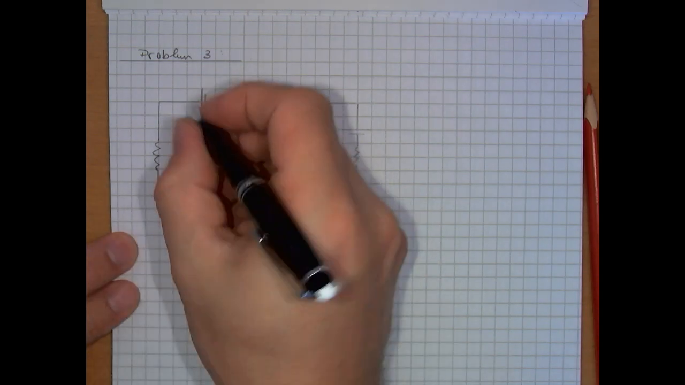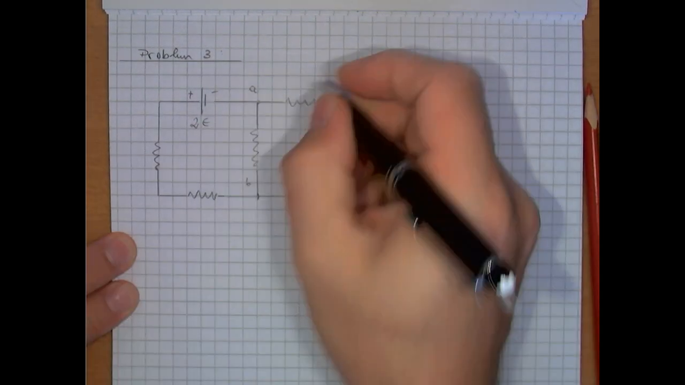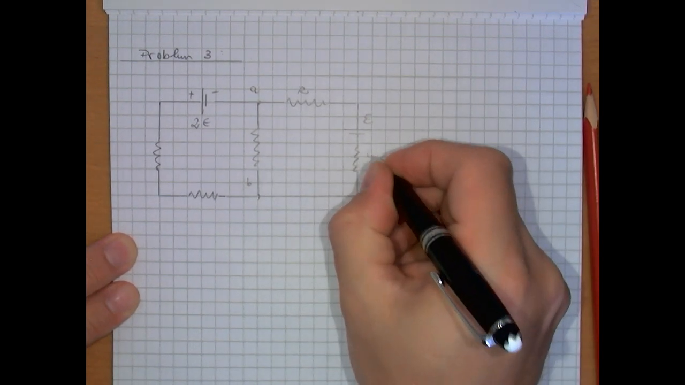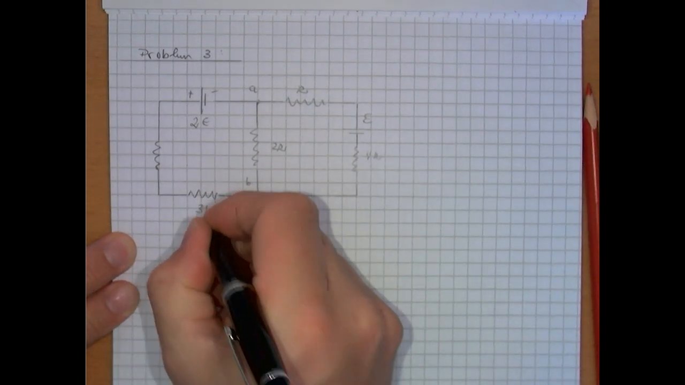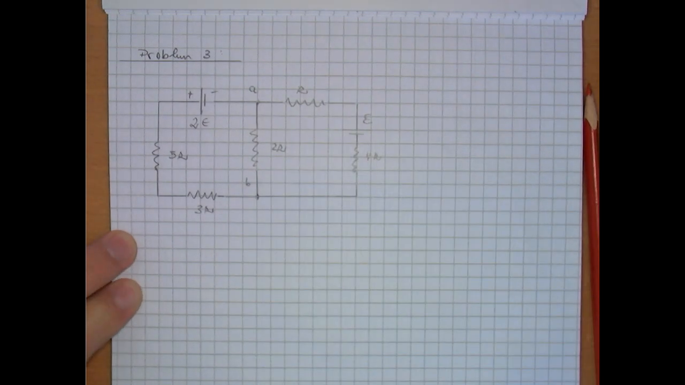So let's label all components. So this is 2 epsilon, plus minus. This is R here. This here is epsilon. This is 4R, 2R, 3R, and 5R. I've labeled the junctions.